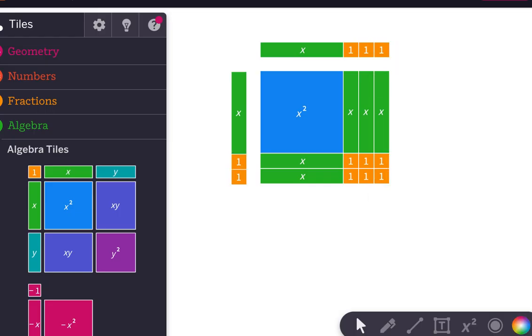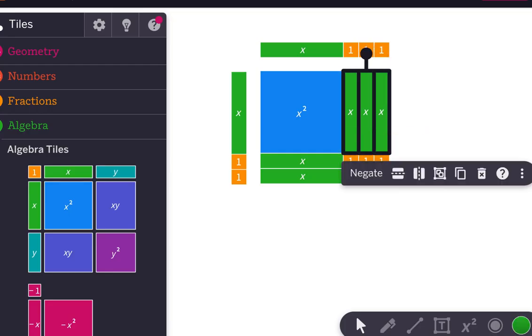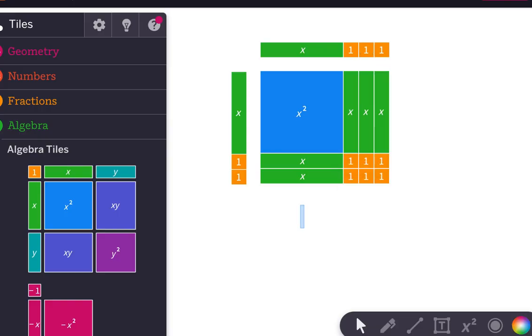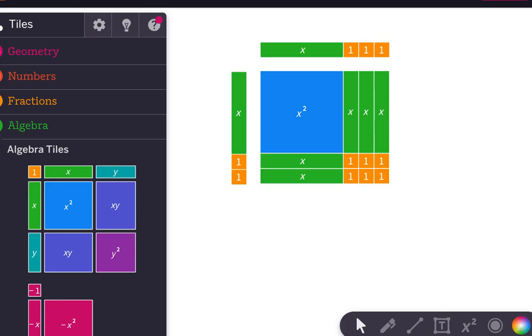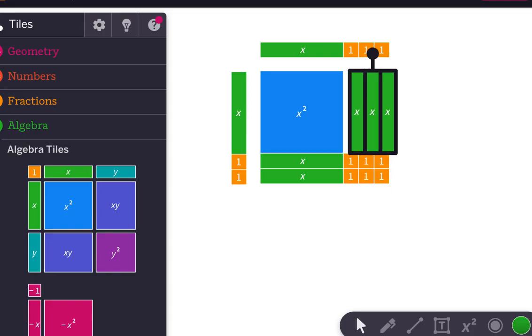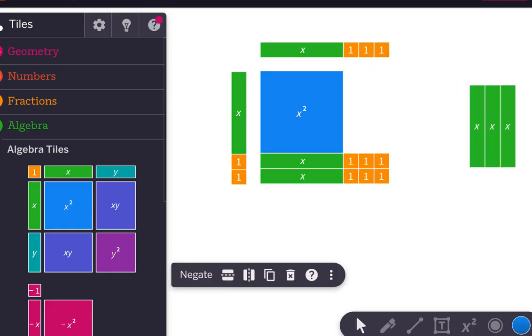Okay, so you're going to make something that looks like this. Remember the vertical x's go on the vertical side, and then the horizontal x's go on the horizontal bottom. And then when we're looking for more than one, what we'll do is we'll put in another x.